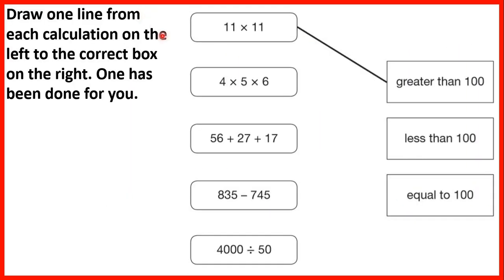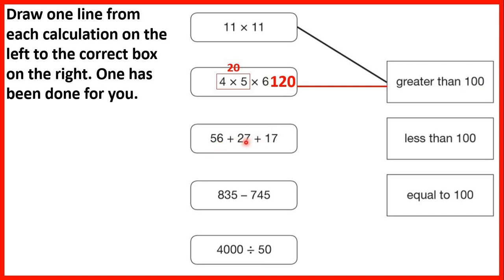Draw one line from each calculation on the left to the correct box on the right. One has been done for you. So 11 times 11 has an answer greater than 100, because 11 times 11 is 121. Now we have 4 times 5 times 6. 4 times 5 is 20, and 20 times 6 is 120, because 2 times 6 is 12, and then we need our end 0. And 120 is greater than 100.